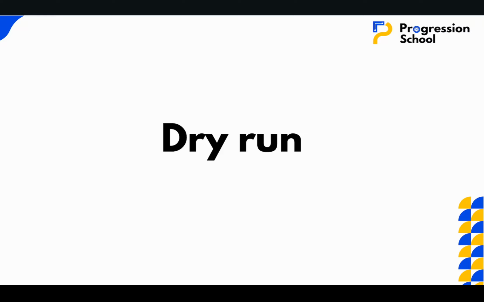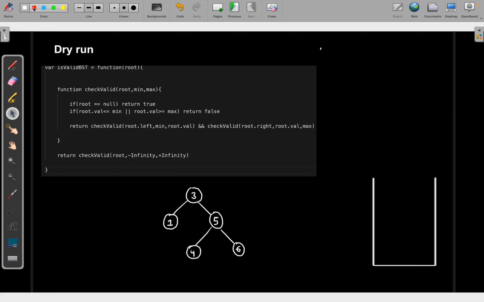In this video, we will see a dry run of the code. Now let's do a quick dry run of this problem. Okay, so here is a valid binary search tree. In this, I am returning check valid with the root and minus infinity and plus infinity. So let's consider that this is my root, and I have these as the values of minimum and maximum.